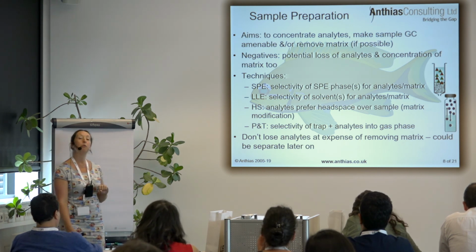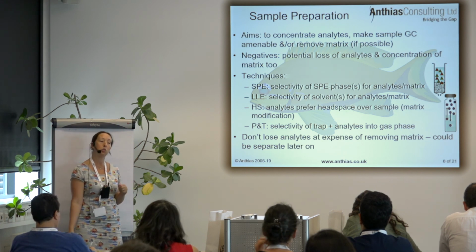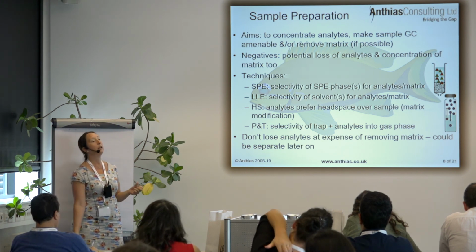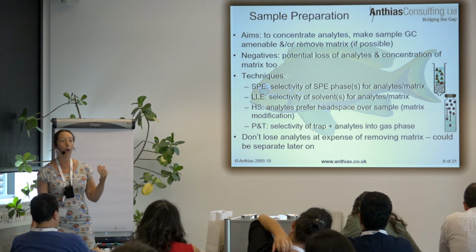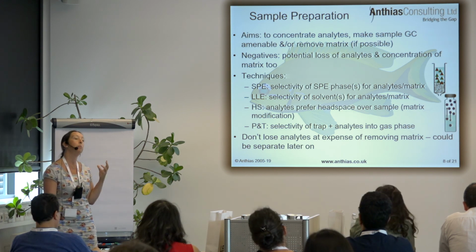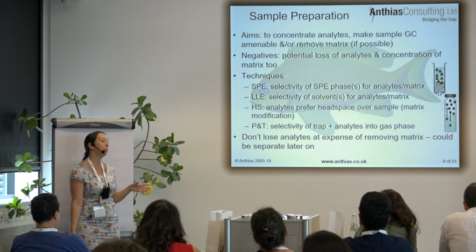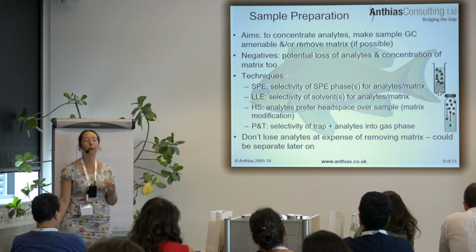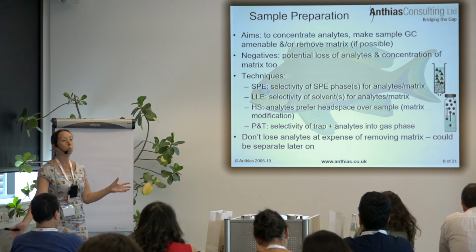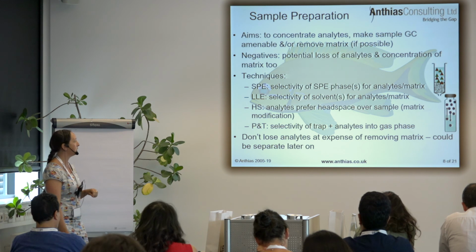And again, the same thing with purge and trap, but with purge and trap, we are passing those volatiles through a sorbent trap, and again, that could be selective to only trap and concentrate our target compounds and, for example, ignore water, as we talked about with the example just now.